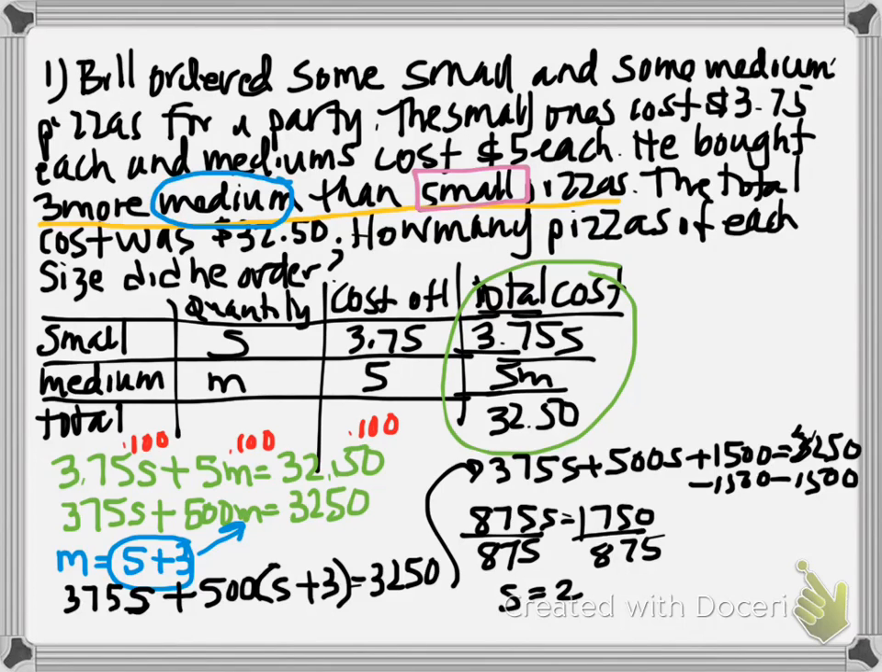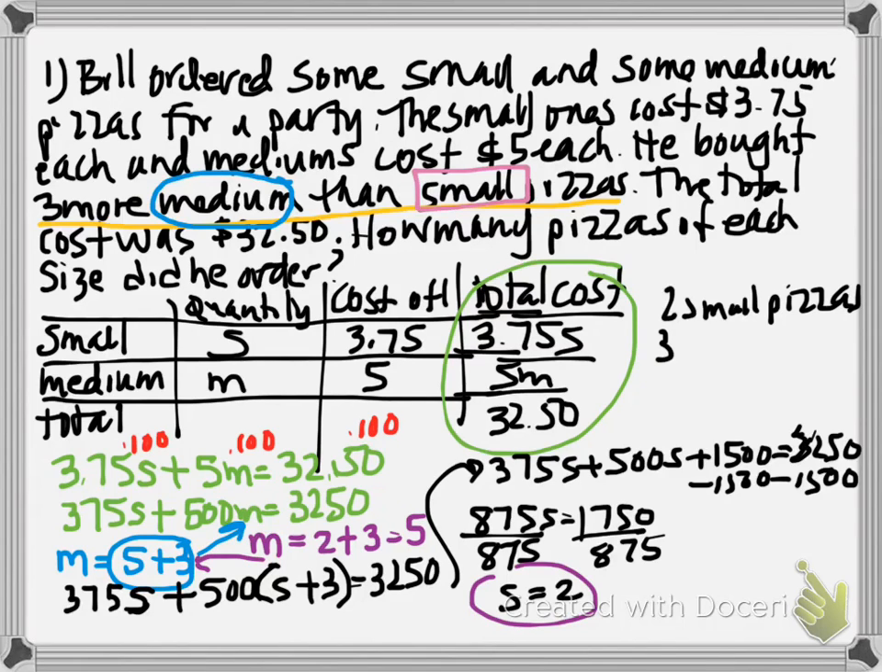So that's one answer. I'm going to take that answer and plug it into the easier of the 2 equations to figure out how many mediums. So the number of mediums is the number of smalls plus 3. So I get a total of 5. So the answer looks to be 2 small pizzas and 5 medium pizzas.